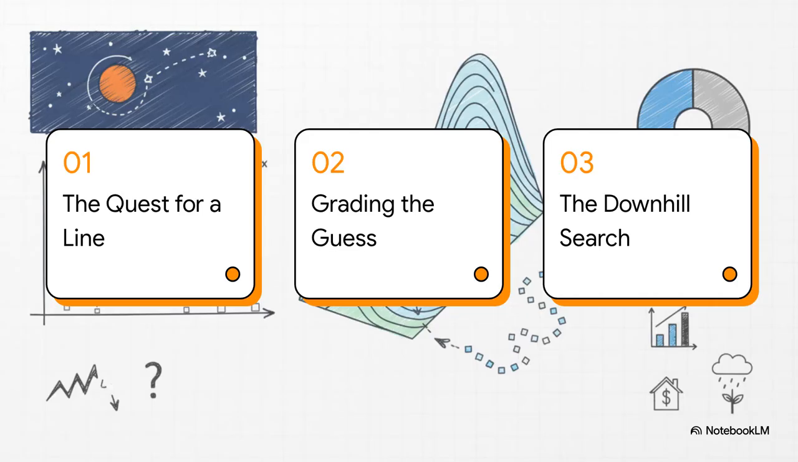So how does this whole thing actually work? Well, we're going to break it down into a simple three-part quest. First, we have to find the line. What is this prediction line we're even trying to draw? Then we need to grade the guess. How do we know if our line is any good? And finally, we'll start the search. How does a machine automatically find the best possible line out of all the options?